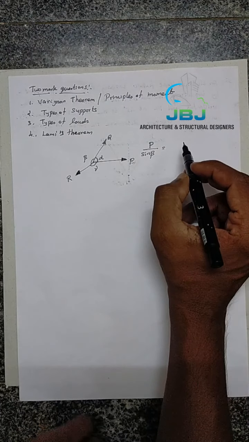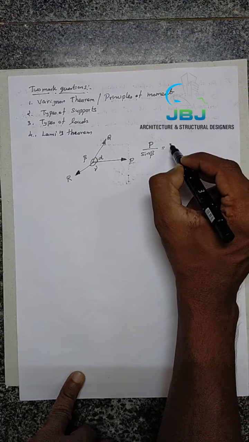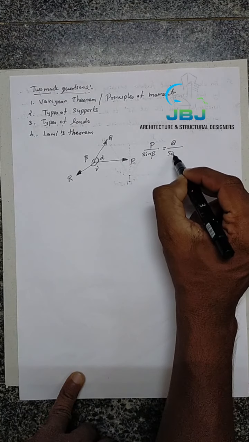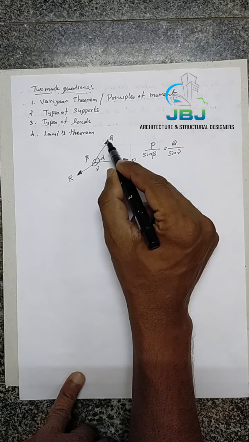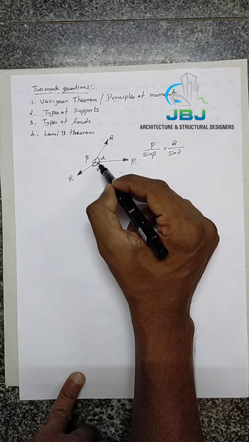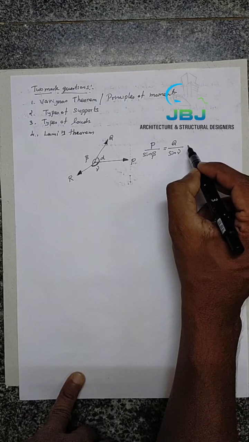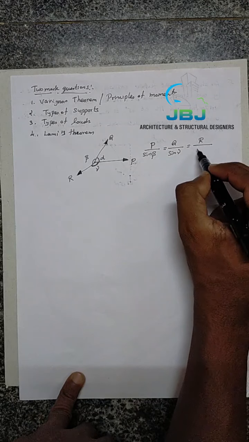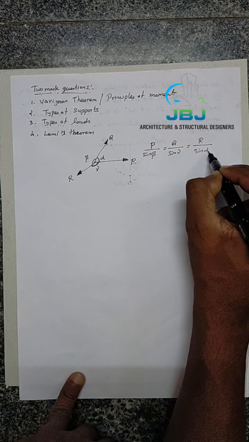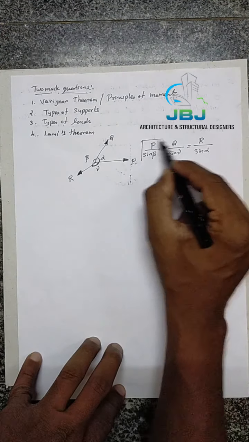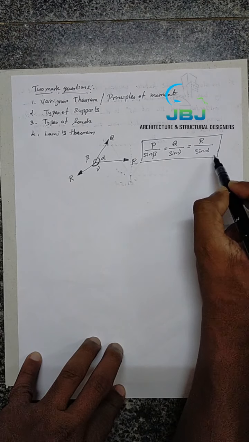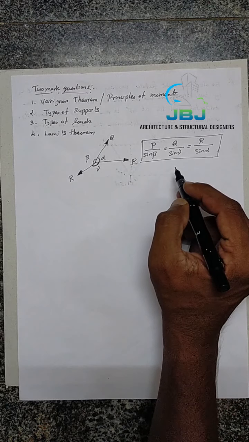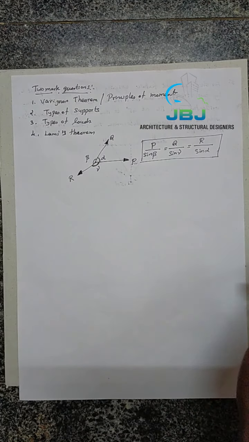Then second is Q divided by sine gamma. This is the force Q divided by its opposite angle, gamma. Then equal to R, the third force, divided by sine alpha. This is the important formula, just keep it in your mind. So force divided by opposite angle, that's the important point. Here I am going to work out another problem.